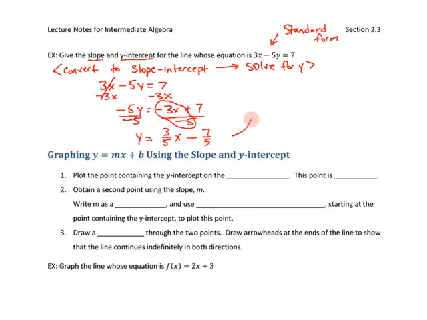Okay? Now from that, I can tell you what the slope and the y-intercept are. The slope is 3/5. The y-intercept is -7/5. And I did that all by just solving for y. That puts it in slope-intercept form. Okay? All right, let's talk about graphing.